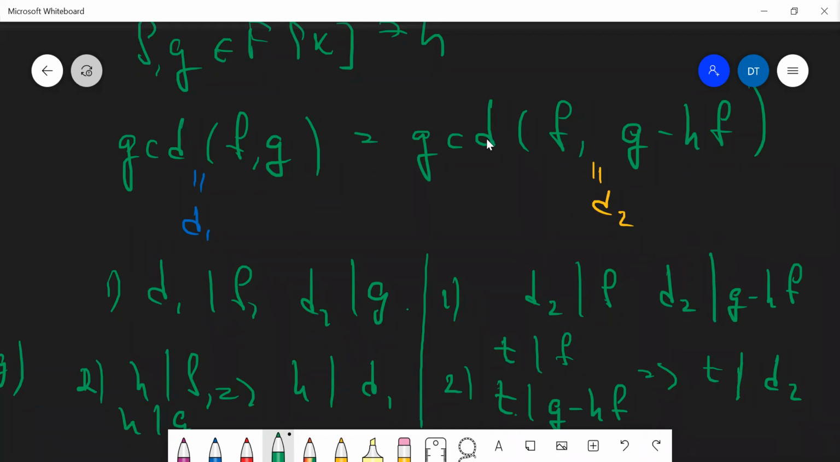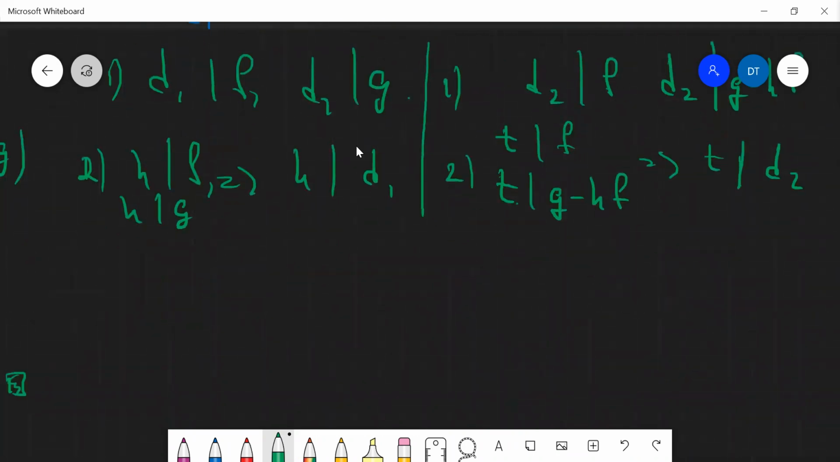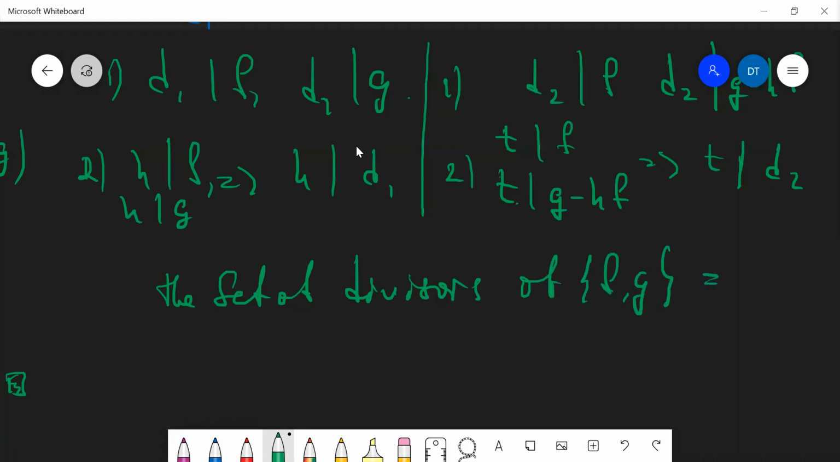In a similar way, if we have a polynomial dividing F and G minus HF, then it divides F, and it also divides this guy plus HF. So it must divide G. So the set of divisors for this pair is exactly the same as the set of divisors for the other pair. So the set of divisors of F and G is exactly the same as the set of divisors of this pair.